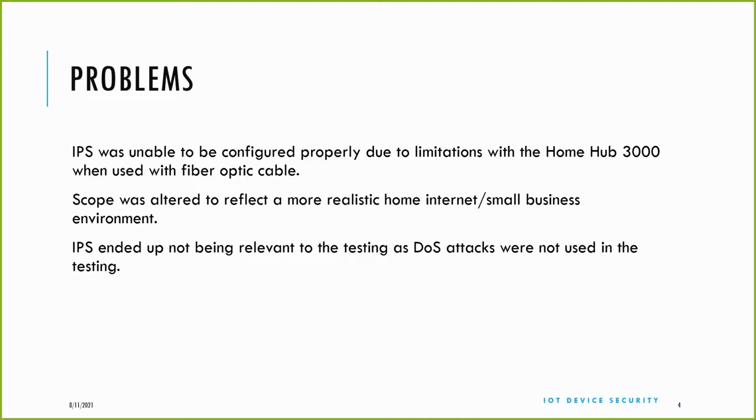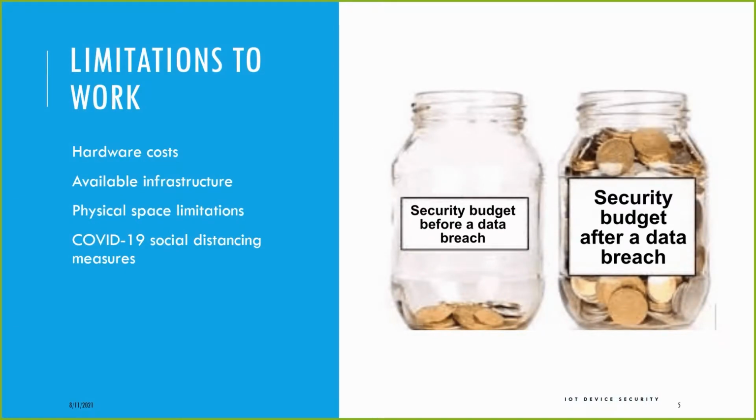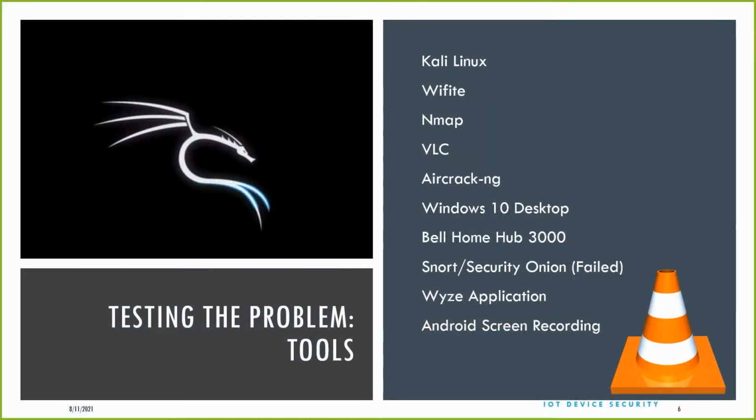So, some problems we ran into were our IPS wasn't able to be configured properly due to limitations with the Home Hub 3000 when used with a fiber optic cable. Our scope was also altered to reflect a more realistic home internet and small business environment. Our IPS ended up not being relevant to testing as DOS attacks were not used in our testing. Some of the limitations to our work were hardware costs, available infrastructure, physical space limitations, as well as COVID-19 social distancing measures.